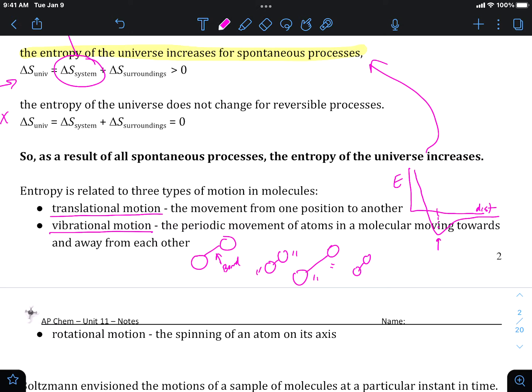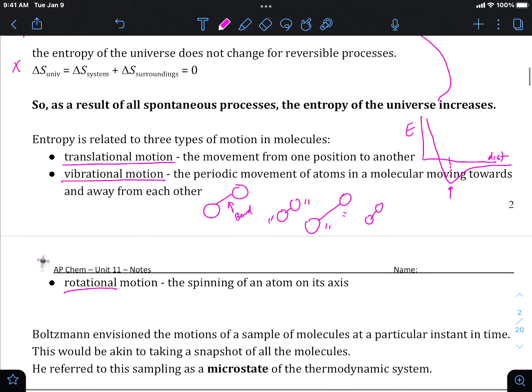Okay, the third type of motion in a molecule is rotational, right? Molecules rotate. The same molecule just rotates around and around and around. The more it rotates, the more entropy it will have.